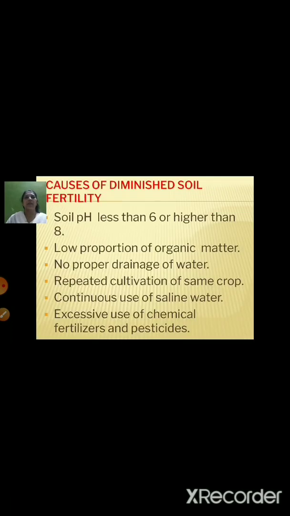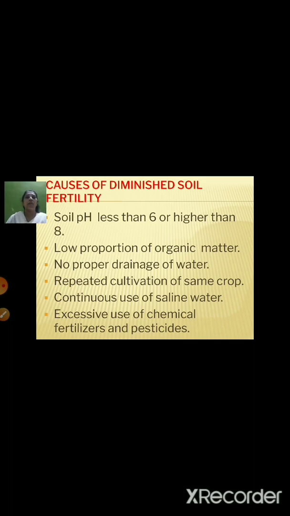Now what are the causes of diminished soil fertility? Diminish means decrease. So if the soil fertility is decreased, what are the causes? If the soil pH is less than 6 or higher than 8, then there will be decreased fertility. Low proportion of organic matter means if the organic matter is in less proportion, then also there will be decreased soil fertility.